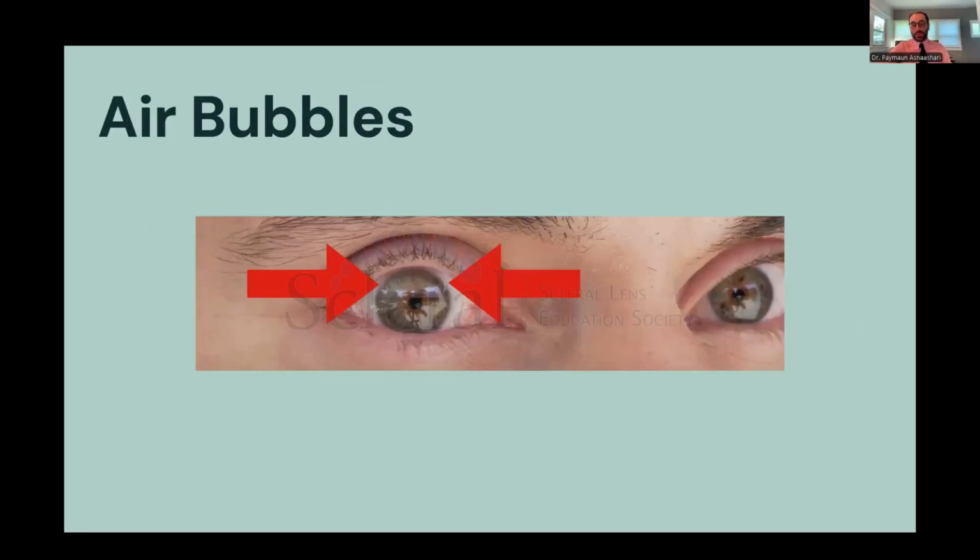The next common troubleshooting thing I guarantee that you'll experience at some point in your scleral lens fitting career is air bubbles. And this is just me in my video showing a big air bubble that's formed during the insertion. So you will see this at some point in your career, and this can present a lot of challenges.